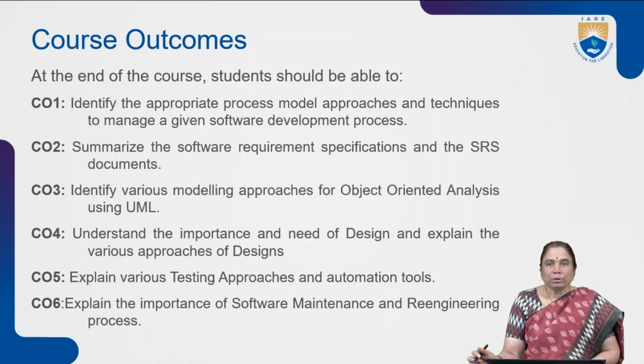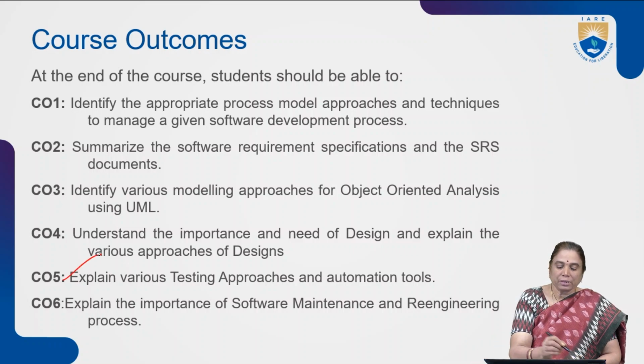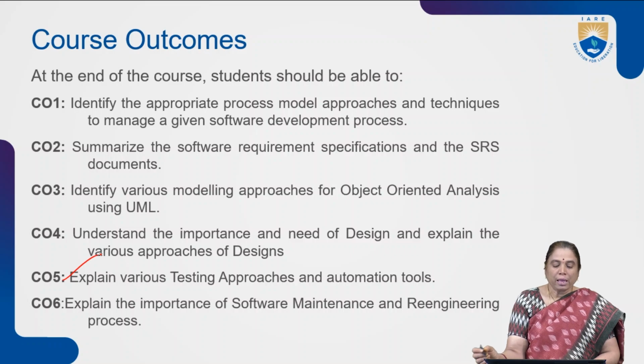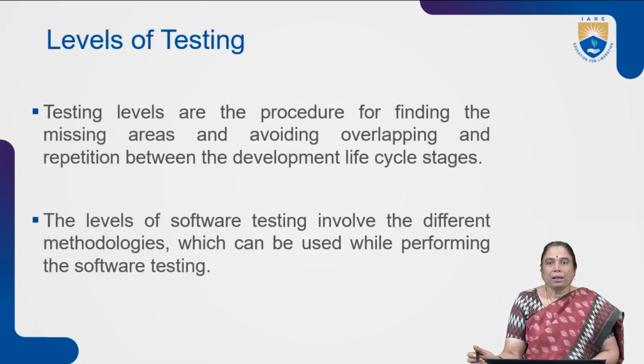The topic learning outcome is mapped with the course outcomes CO5 and CO6: explain various testing approaches and automation tools, and explain the importance of software maintenance and re-engineering process. In this video, I will discuss various levels of testing, what is unit testing, integration testing, and more elaborately discuss system testing with a variety of types and approaches, and user acceptance test.